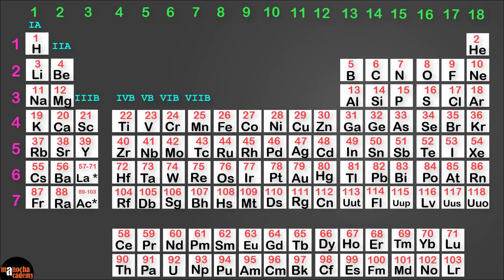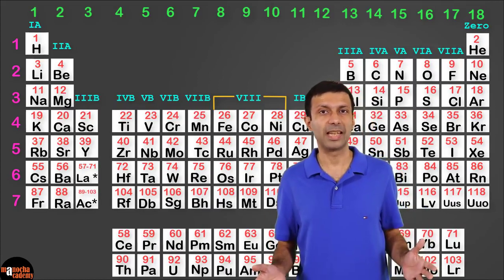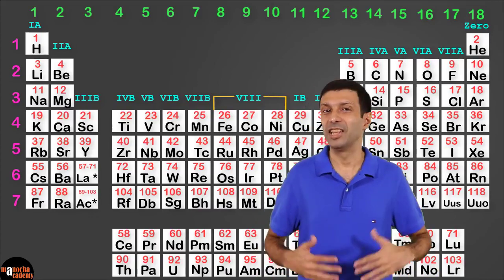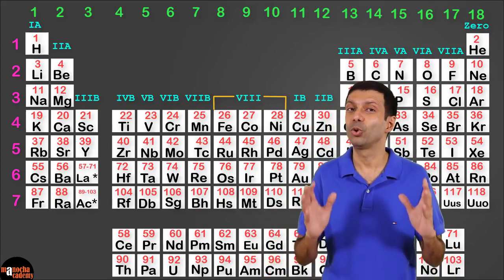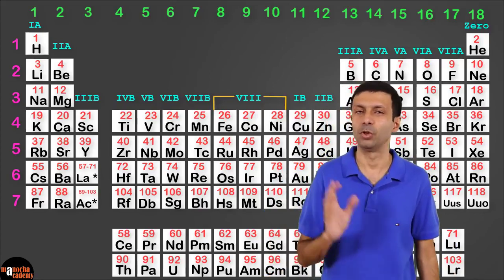Then you have 4B, 5B, 6B, 7B, and groups 8, 9 and 10 have the Roman number 8. Then group 11 is 1B, 12 is 2B, and then when you move on to 13, it's 3A, 4A, 5A, 6A, and group 17 is 7A. And the last group, group 18, has the number 0. The new group numbering scheme is much easier to remember than the old one. But it's important to know the old one as well because sometimes it's used.